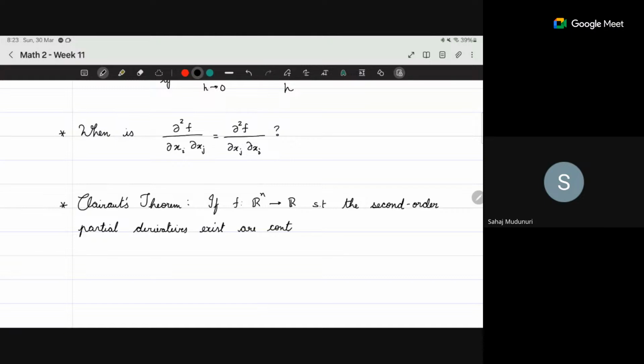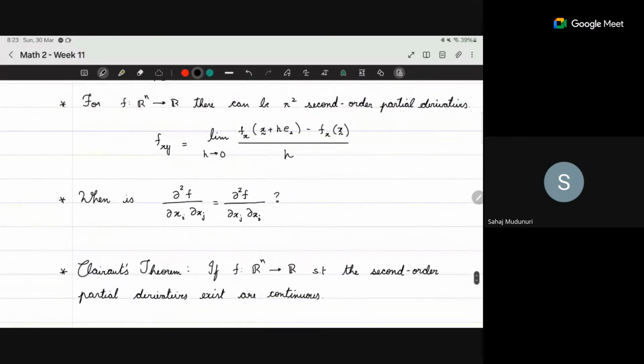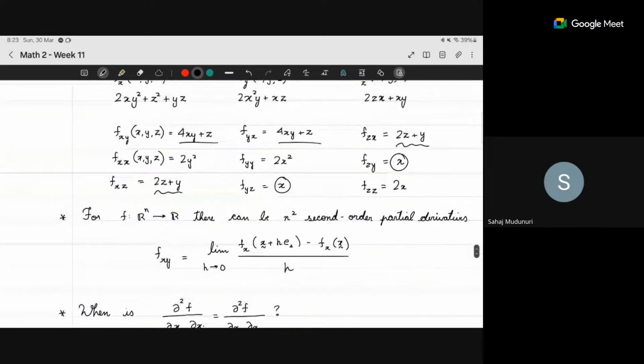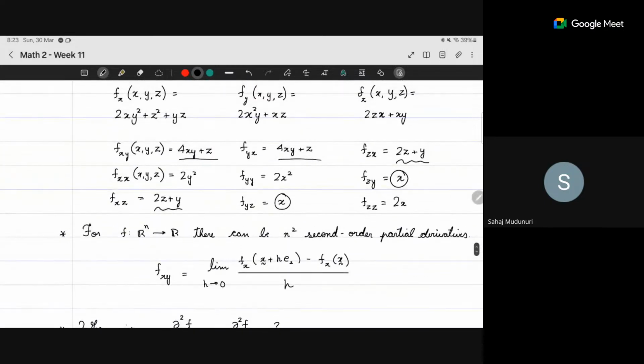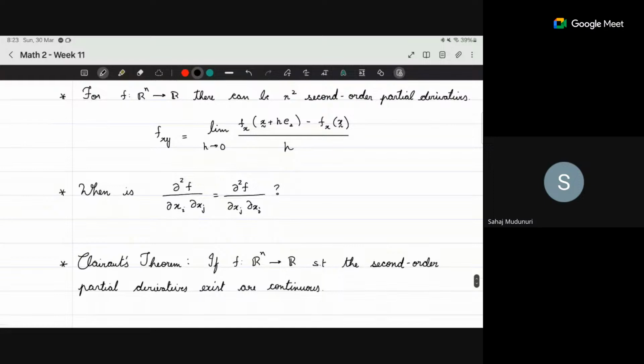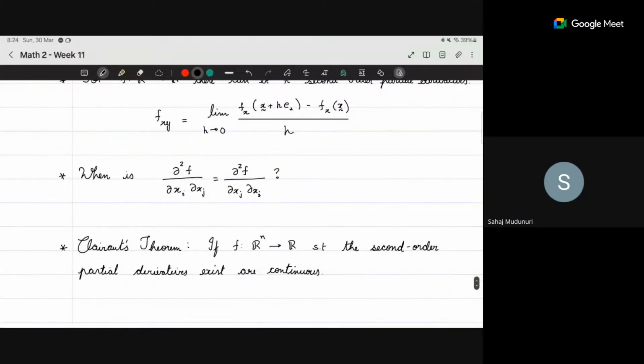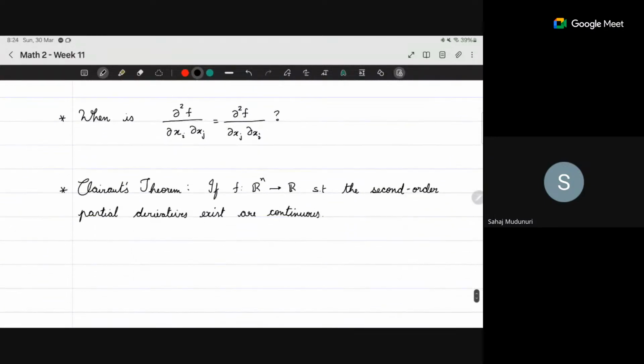So here you require that. If this limit exists, you're just making sure that the second order partial derivative exists. But then again, you'll see everywhere over here that each of these second order partial derivatives, like fxy, are also three variable functions, or in general, n variable functions. Then you can talk about their continuity. And if they are continuous, then the order of differentiation does not matter.